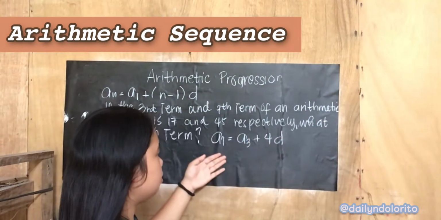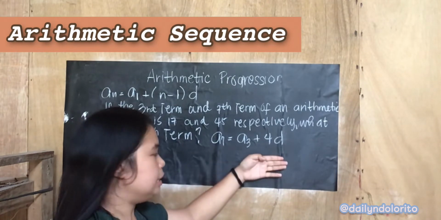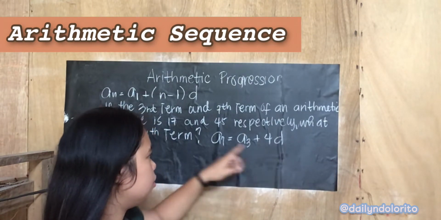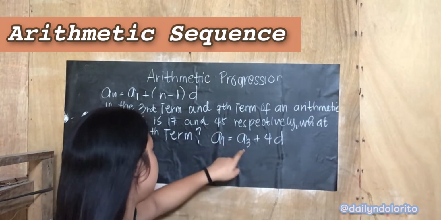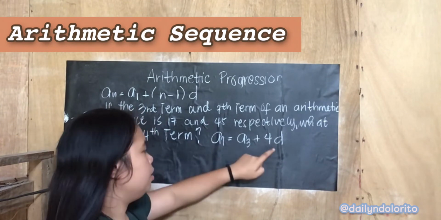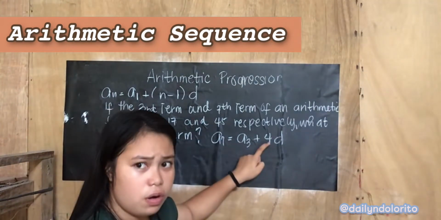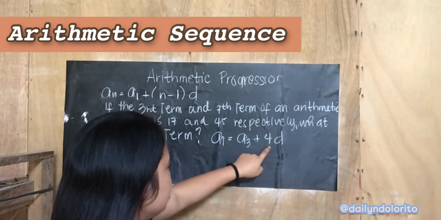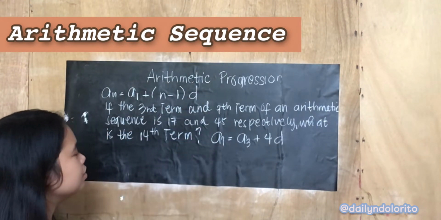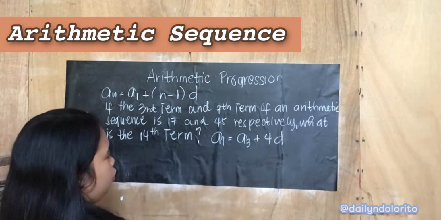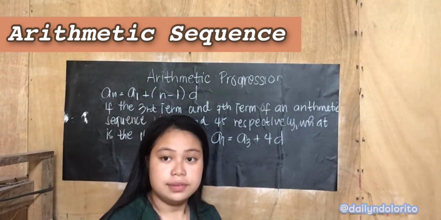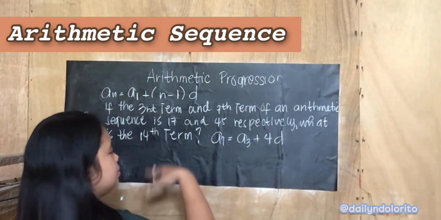This is how to do it. This is the equation that we need. Obviously A7 is equal to 45, A3 is equal to the third term, and what is 4? 4 is basically what we get when we subtract: 7 minus 3 is 4. We need 4 common differences in order for us to reach the 7th term.